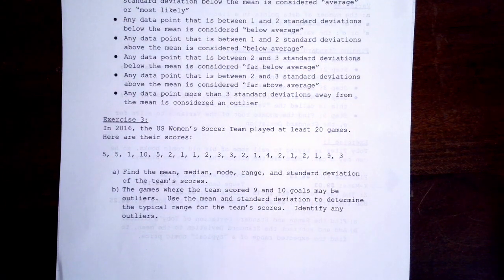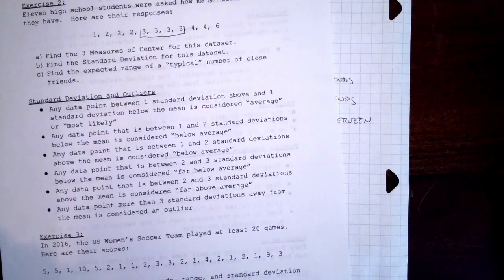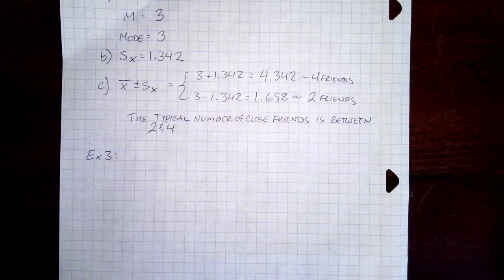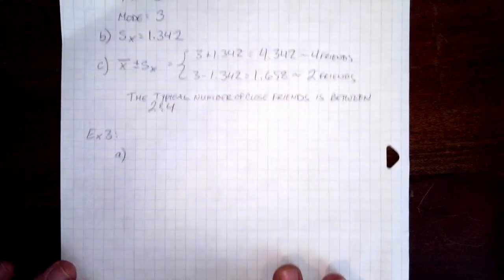And then part B: those two games where the team scored 9 and 10 goals might be outliers. We need to use the mean and the standard deviation to determine the typical range for the team scores, and then identify any outliers. So that's actually sort of a two-parter. So example 3, part A. We were asked to find a few things.